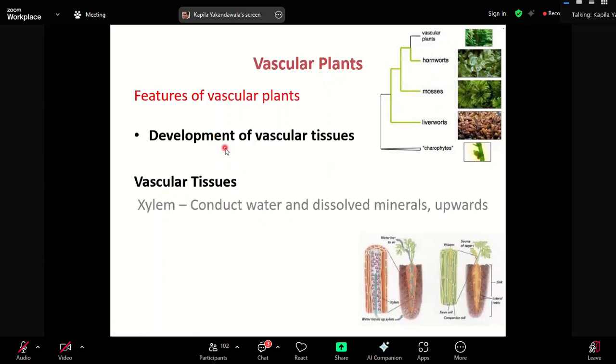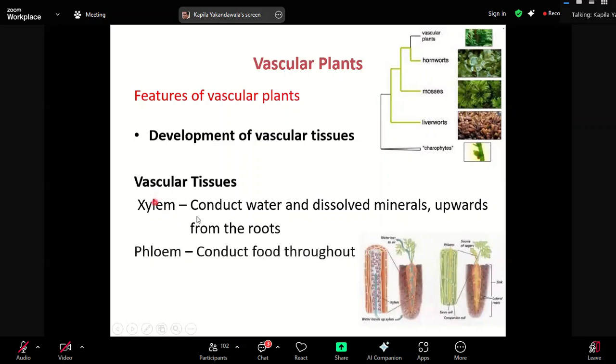If you look at the features, they develop vascular tissues. What are the vascular tissues? Xylem tissue transports water and minerals or nutrients upward from the roots to the leaves. Phloem tissue transports food throughout the plant. Phloem is bidirectional transport. Xylem is only bottom to up. Here, up to bottom and bottom to up, both are possible.